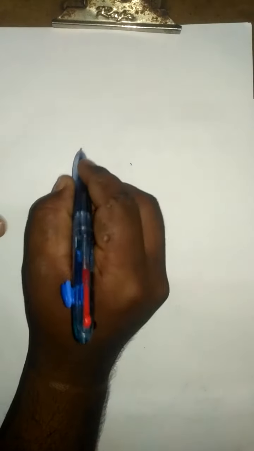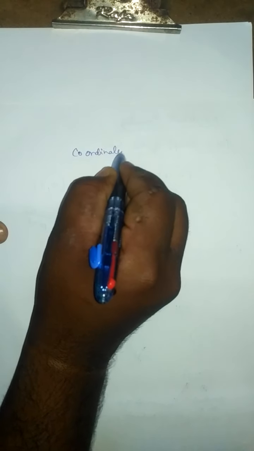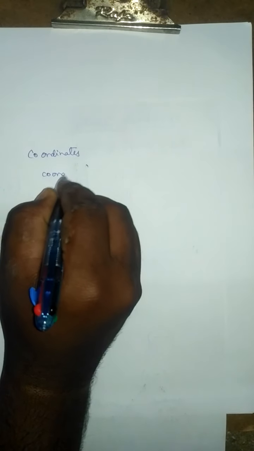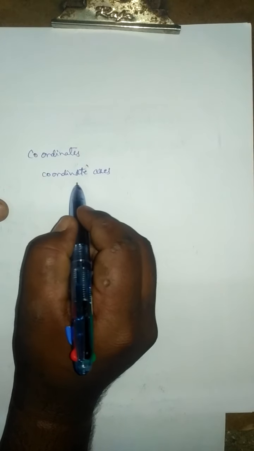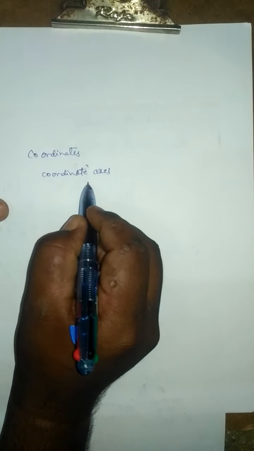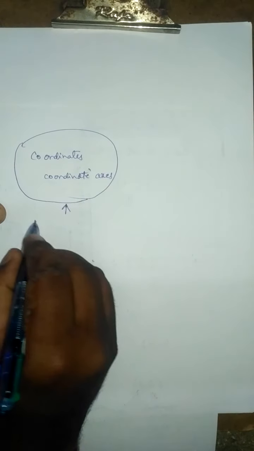Till now we discussed coordinates. Coordinate means the location of a point. Coordinate axes are the reference for the coordinates. This entire system we are going to call the coordinate system.